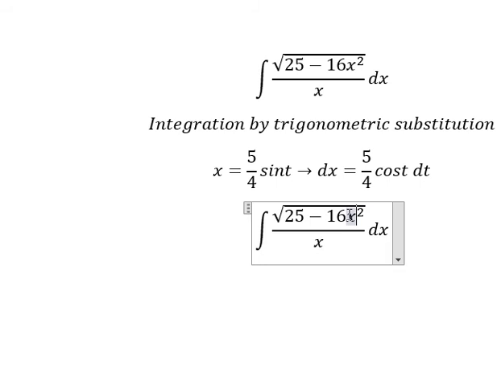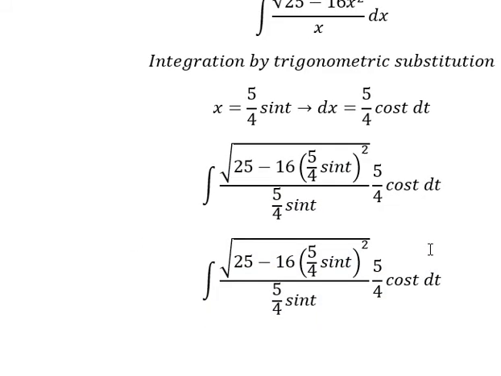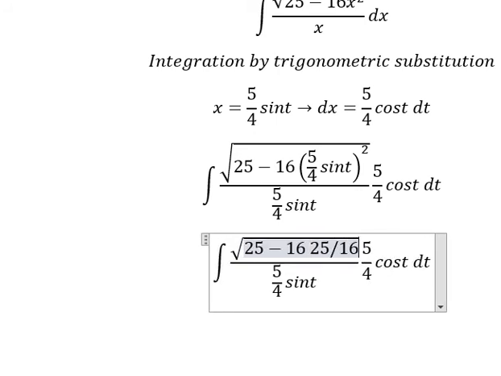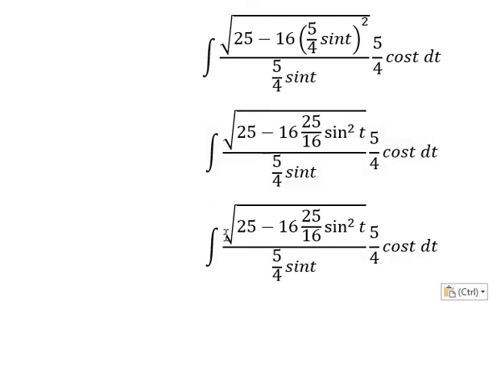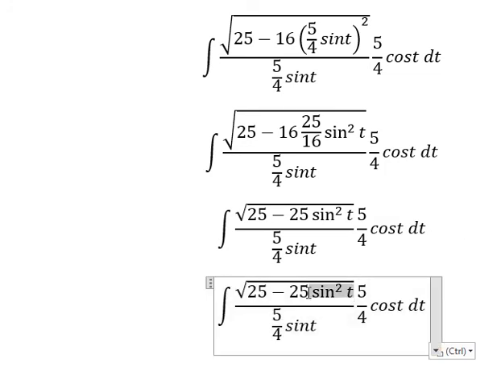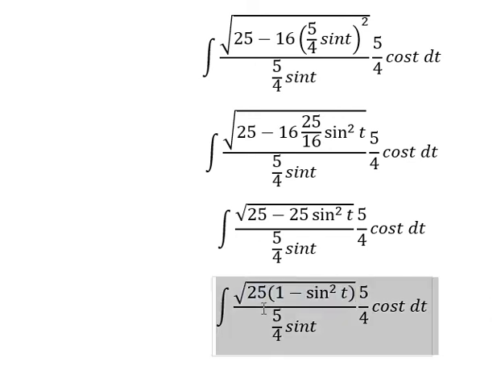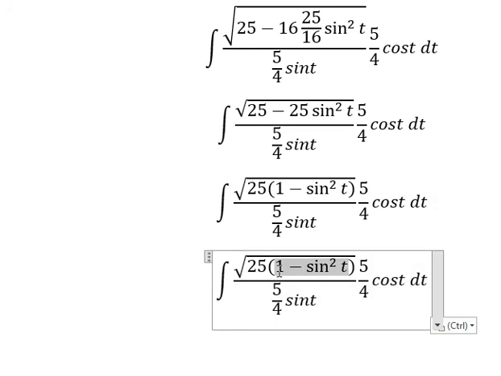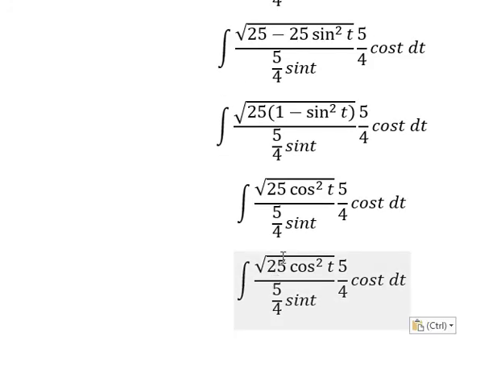So I need to put this one going here and here. ds we change by this one. So this one we have 25 over 16 sine t squared. This one we have 25, we can do factorization. So this one we have cosine t squared. The square root of 25 cosine t squared, we have 5 cosine t.